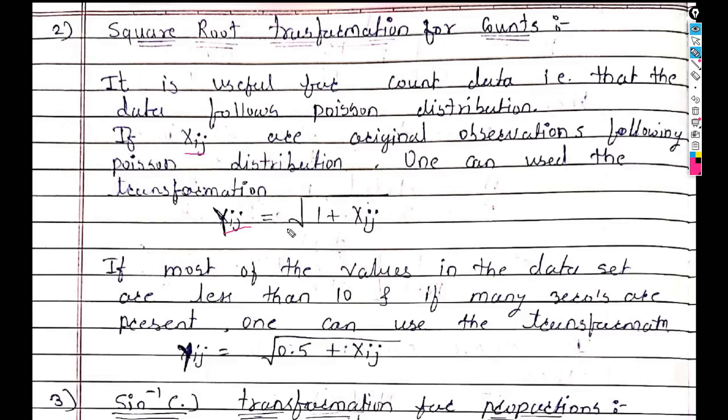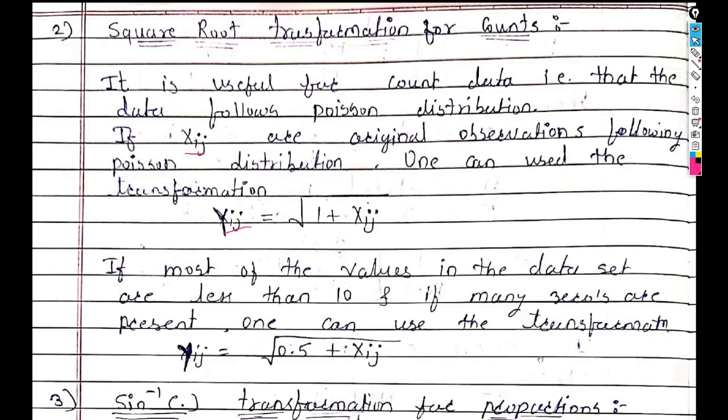If most of the values in the data set are less than 10 and many zeros are present, one can use the transformation yij equals square root of 0.5 plus xij. So suppose in our data the observations are less than 10 and many zeros are present, then with the help of this square root transformation we can get normal data. So this is another method we use to make our data normal.